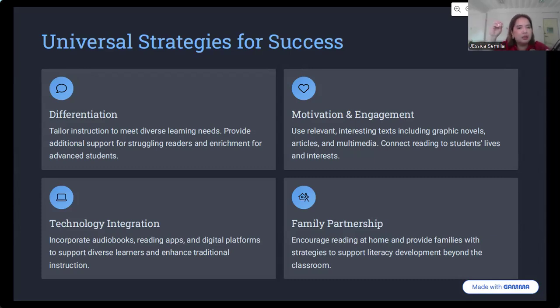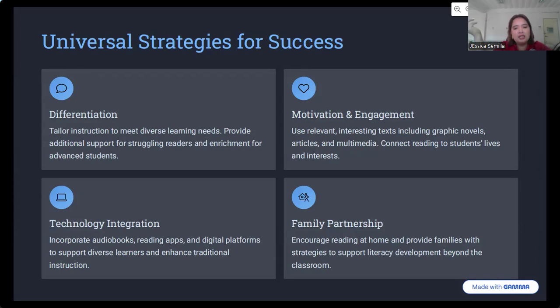Motivation and engagement is about getting texts that are relevant and interesting to our students, meaning you need to hook the students' interest so that they can connect to the reading material that they are reading. Another one is technology integration. Technology integration means that you incorporate what they are exposed to, like audiobooks, reading apps, Wattpad, and digital platforms to support diverse learners and enhance traditional instruction.